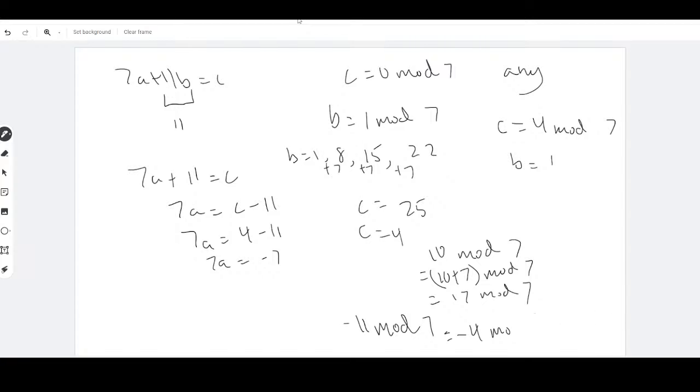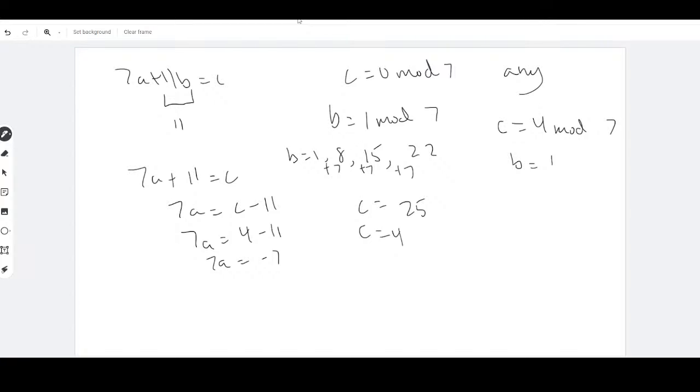But basically, you can also work with mods with negative integers. All I'm saying here is that negative 7 is still 0 mod 7. Okay, but anyway, what we were doing here is we were thinking, if C was 4 mod 7, can we get all the C's? We've shown that we can get most of the C's, because if C is 4 mod 7, like I said, C minus 11 would be 0 mod 7, and then you can just make A whatever you want it to be, so that 7A equals whatever that multiple of 7 is.